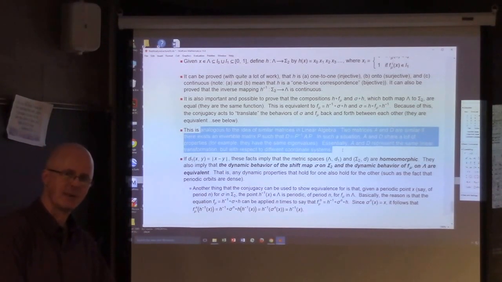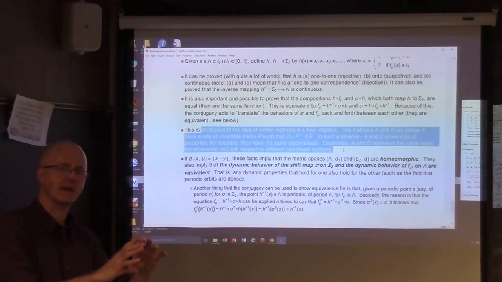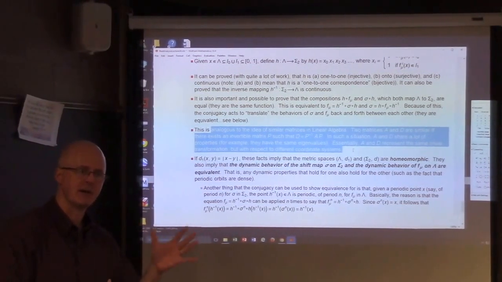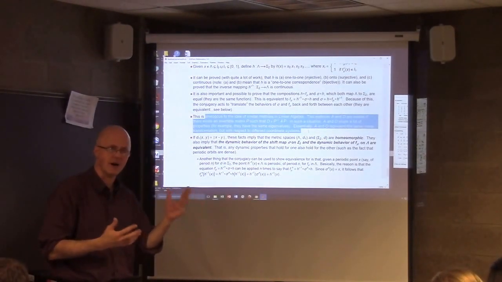And the symbol space is easy to analyze, and through this conjugacy, you can prove the exact same thing about the original function. You can prove chaos. You can prove all those properties. Periodic points are dense, for example, in the original real model.